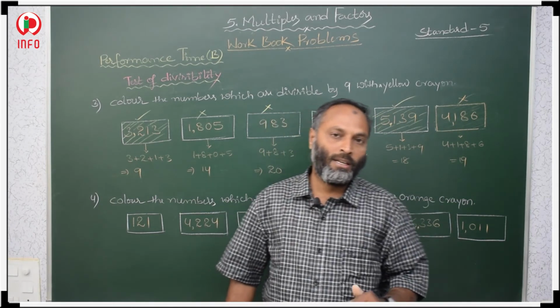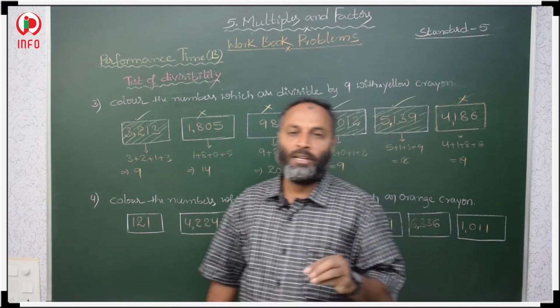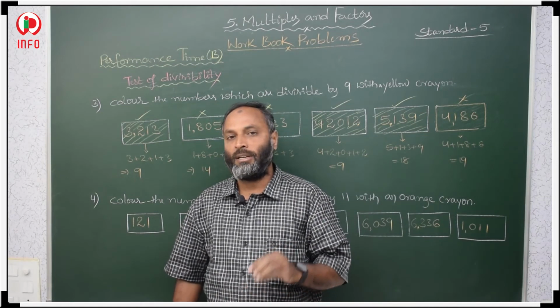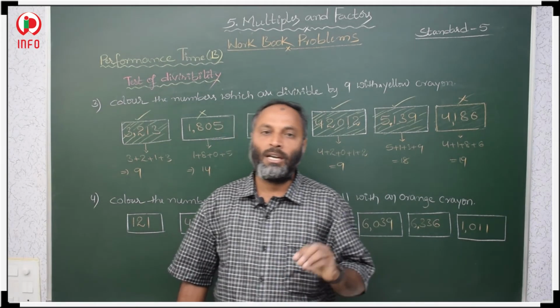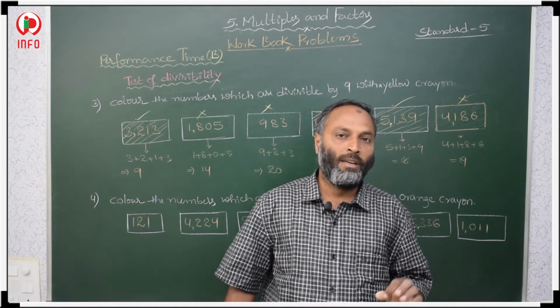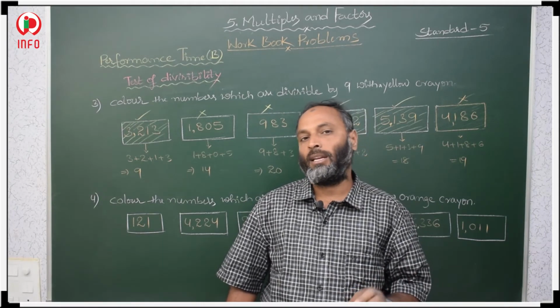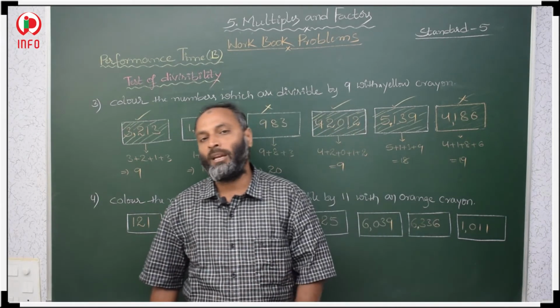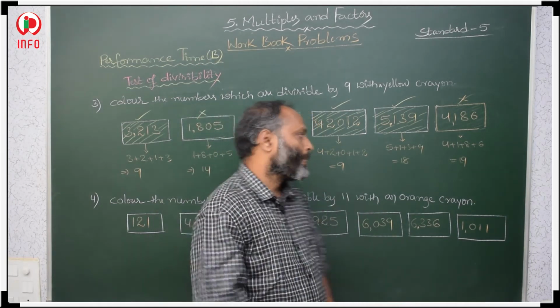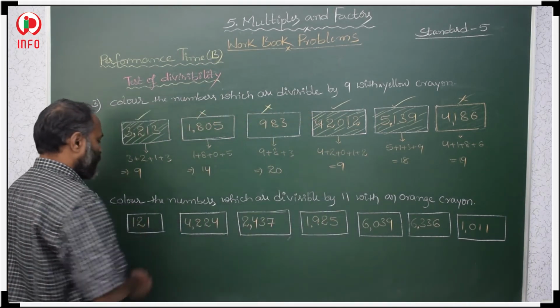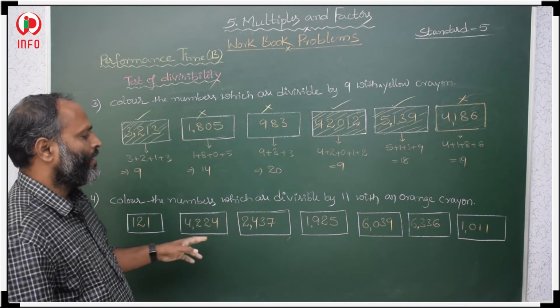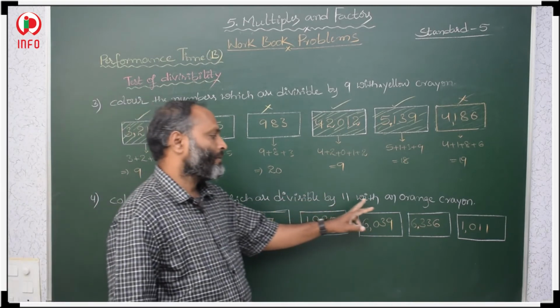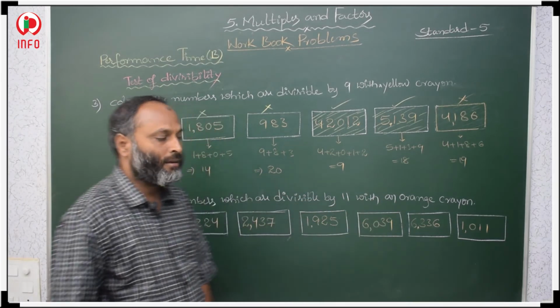The condition for divisibility by 9: we have to find the sum of the digits. If the sum of the digits is divisible by 9, then the given number is also divisible by 9. Otherwise, it is not divisible by 9. Okay. Then next, the fourth question: color the numbers which are divisible by 11, with an orange crayon.